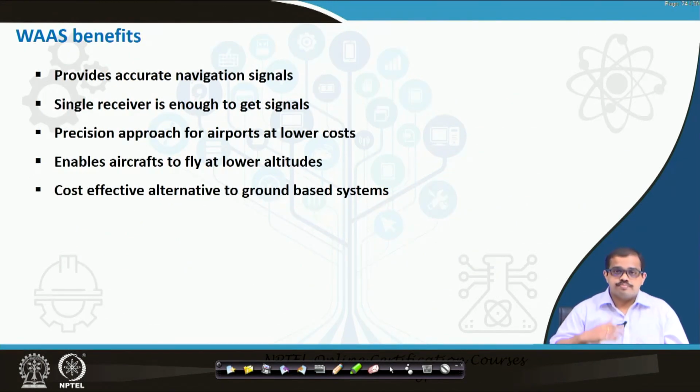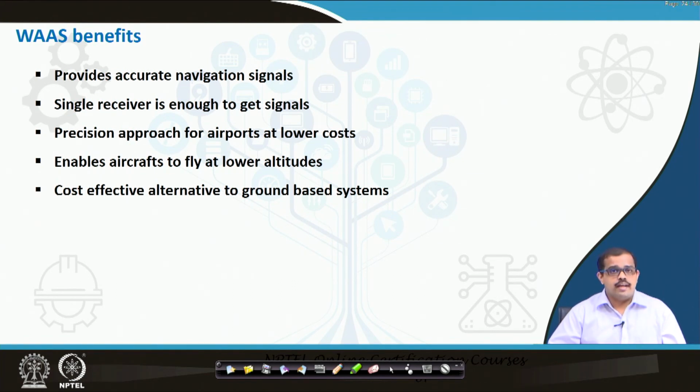Okay, so that has provided a large number of benefits. Now it is being migrated to various other places, and when you look at WAAS benefits, it provides accurate navigation signals. We have seen how it helps in navigation. A single receiver is enough to get signals, we do not need multiple receivers. Precision approach for airports at very low cost. In fact, when you look at the maintenance, the reception, and the quality of signals, it is at a very low cost.